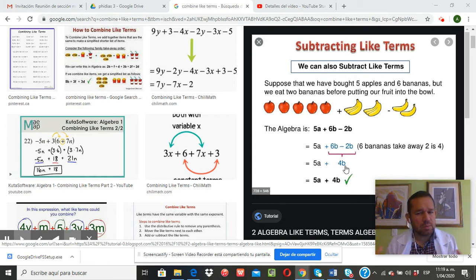And is it possible to combine a's and b's? No. In algebra, it's not possible to combine a's and b's. C's and D's, no, we need to have the same letter.